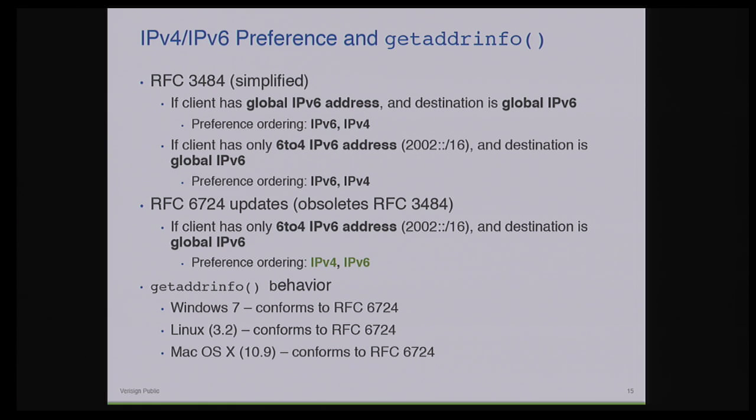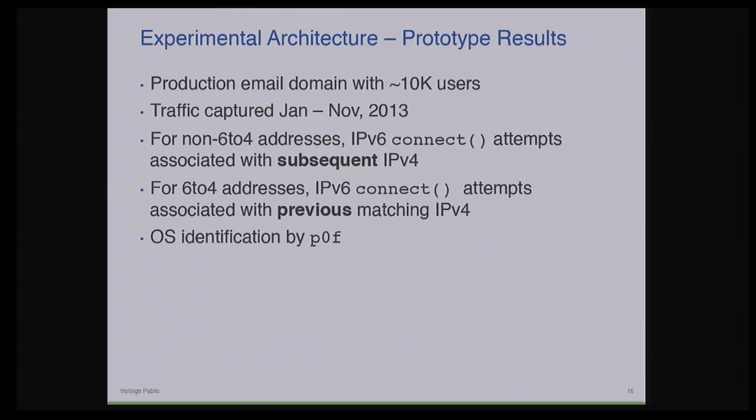Not that spammers are necessarily using that. They might be using their own API, as well as other MTAs might be using their own API for things. But for what it's worth, that's what we found. And so that was also the basis for our ordering when we were trying to group these connect attempts: was the V6 before the V4, except in the case of 6to4. Okay, and we actually did this on a production email domain with around 10,000 users. We captured traffic between January and November of 2013, and then, as I just mentioned, did things V6 first, except in the case of 6to4, and then we used OS identification with p0f.